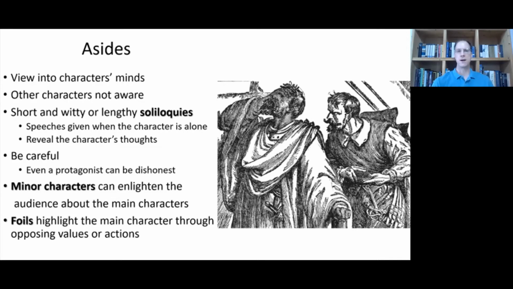The audience must also listen to what the other characters say about each other to better understand their motives. This is usually the purpose of minor characters, to enlighten the audience about the main characters. This can be done as a foil, highlighting the main character's qualities by having opposing values or actions.